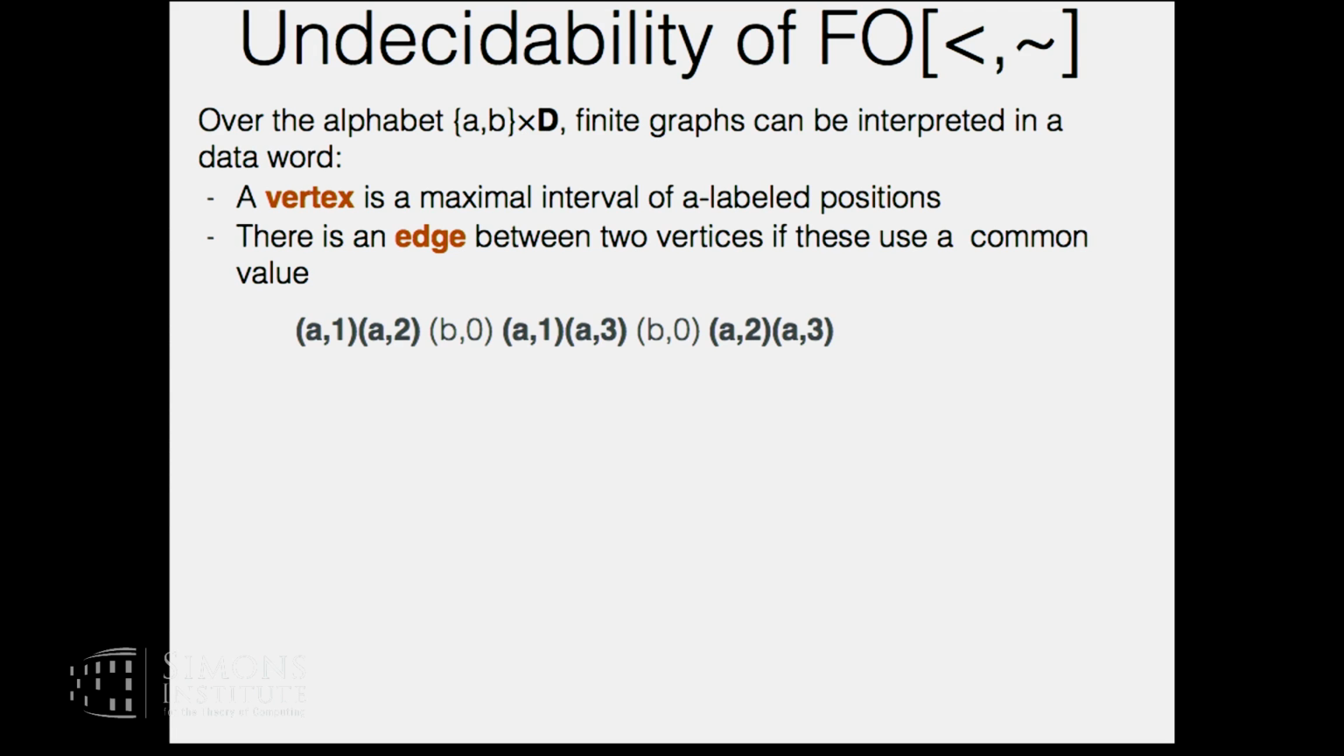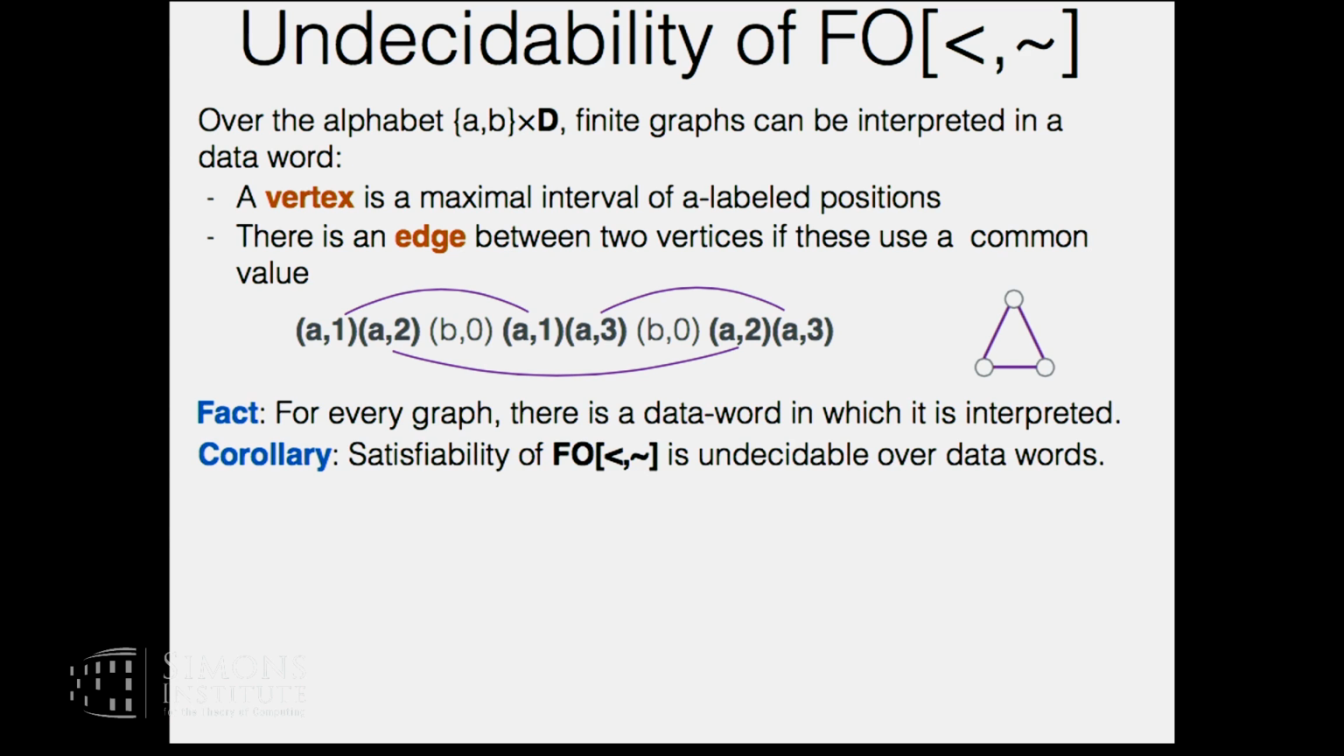So for instance, here I have a word. I've put in bold those that are the maximal intervals of A's. And having the same value defines this. So I can see it as being interpreted in this triangle. And it's obvious that like that you would construct every graph. And since first order is not decidable on the class of all finite graphs, it's undecidable.